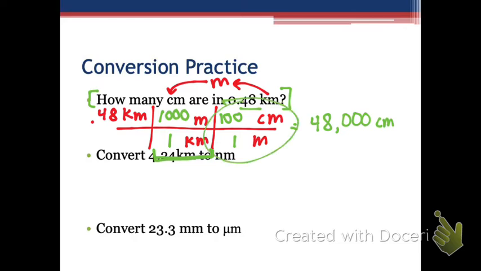Centimeters is just 100. I got 48,000. Is that what everyone else got when they plugged it in? 48,000? Okay. Any questions with that? We want to check after we do our conversion, does our answer seem reasonable? And I think it does, right? The number of centimeters in that many kilometers should end up being a really large number.